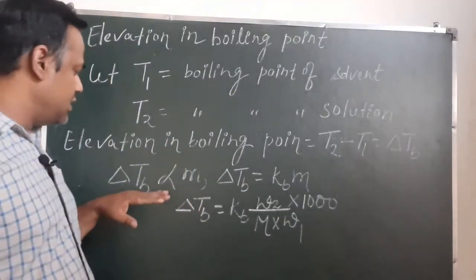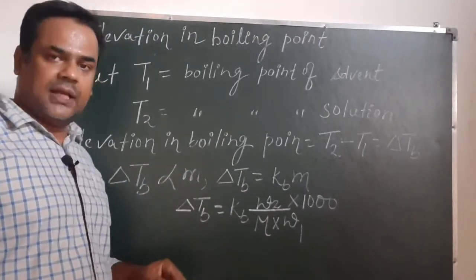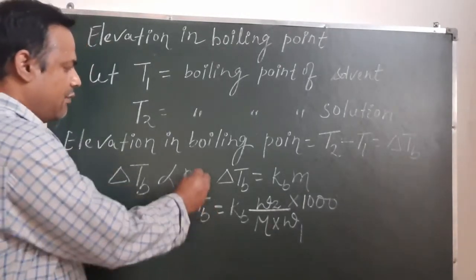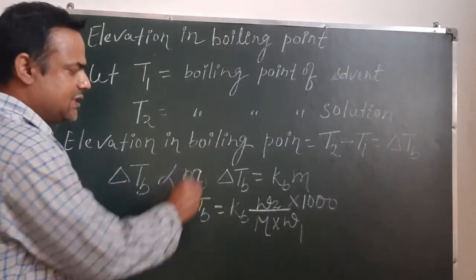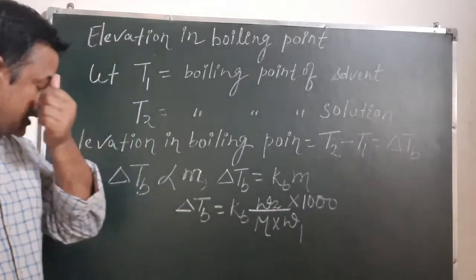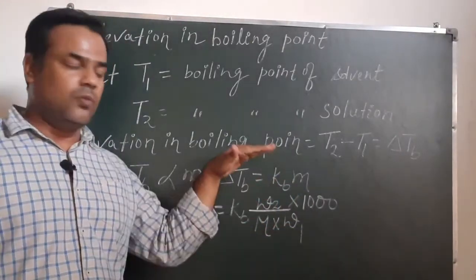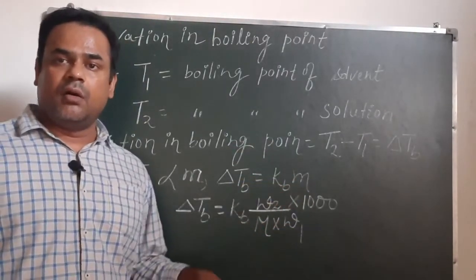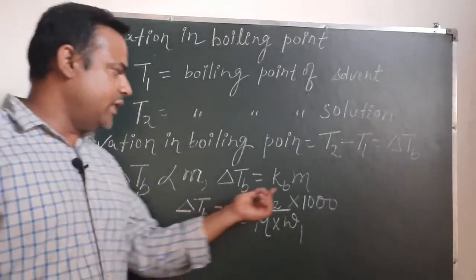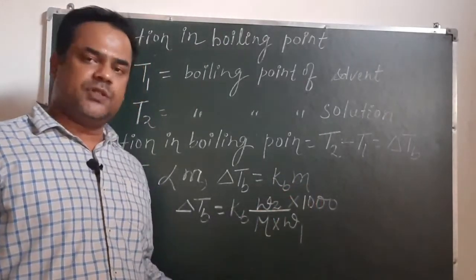So we see that delta TB, elevation in boiling point, is directly proportional to molality of solution. And in mathematics we have studied, whenever we have to remove any proportionality sign, we have to introduce one constant. So delta TB will be equal to Kb into small m, where Kb is called boiling point elevation constant or ebullioscopic constant, and this small m is molality.